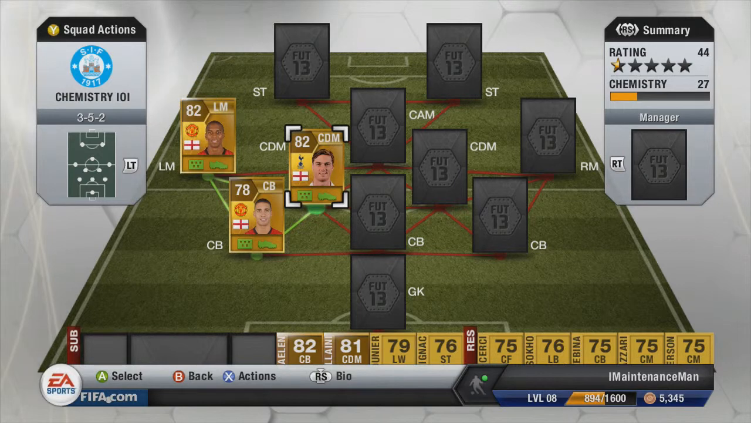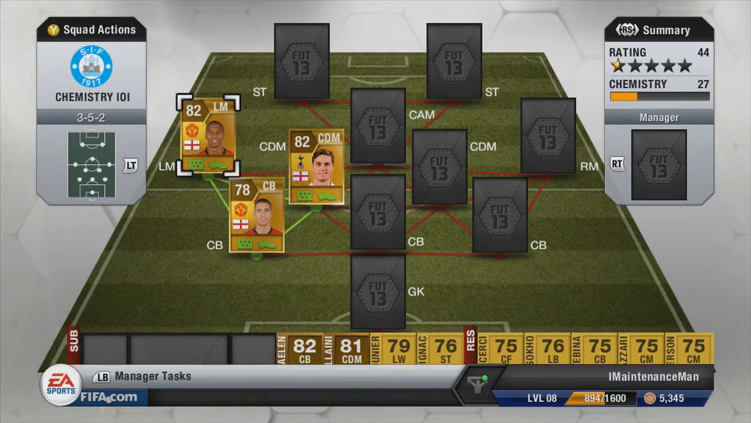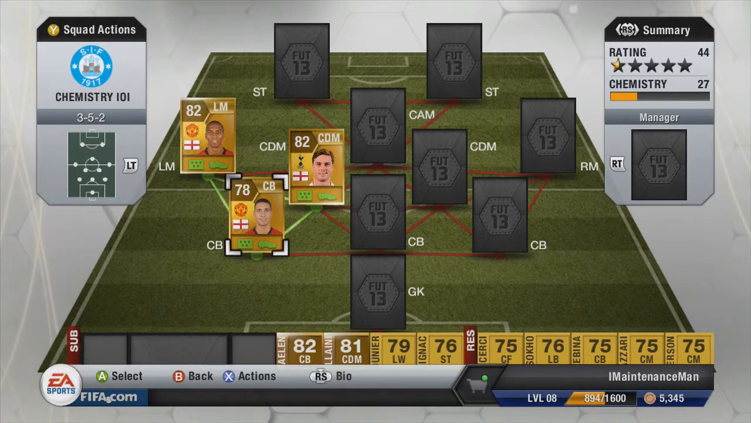And what you'll see between the three players is a bright green line. Now this indicates that they've got one of two things. They are from the same league, the same club, or the same country. If two of them exist, then they will get one of these green lines.